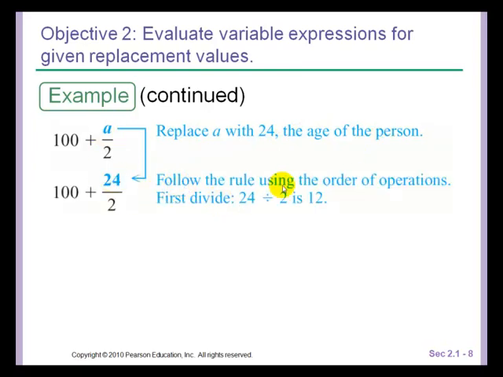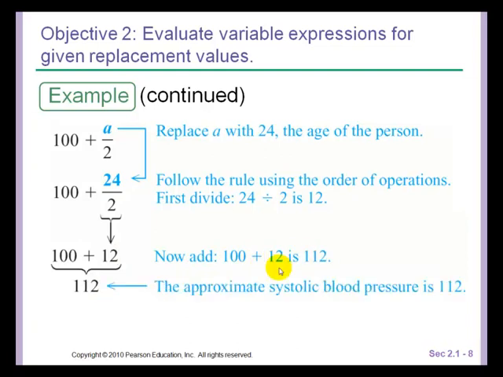Now we will follow the rule using the order of operations. First, divide 24 divided by 2. Division must happen before addition. 24 divided by 2 is 12. Now we will add. 100 plus 12 is 112. So the approximate systolic blood pressure is 112. Notice again the answer is written as a complete sentence.